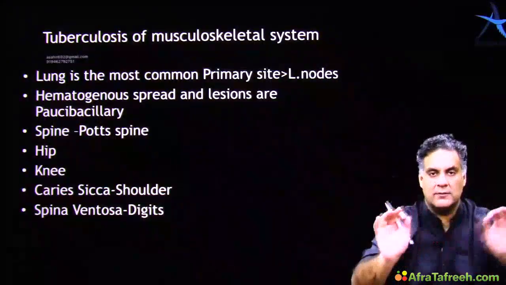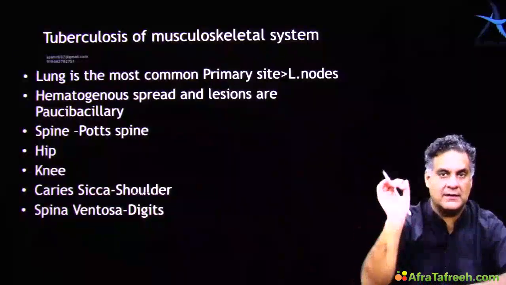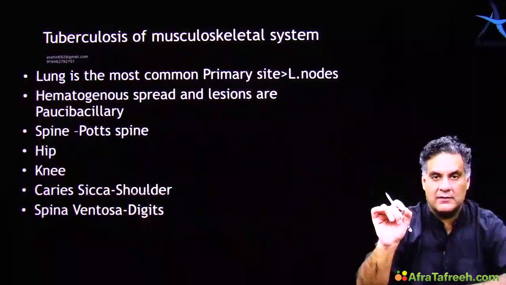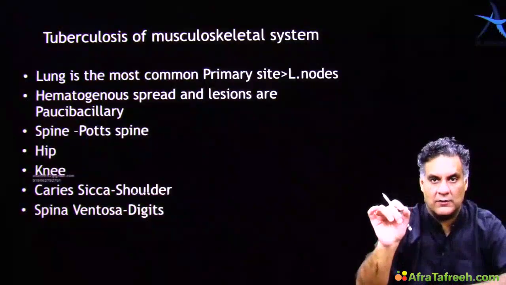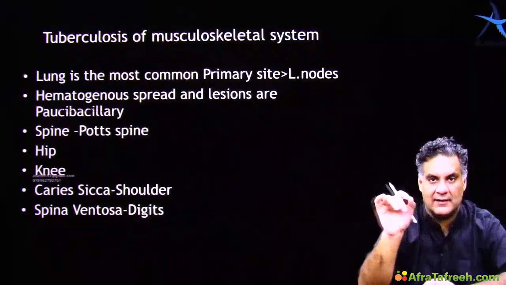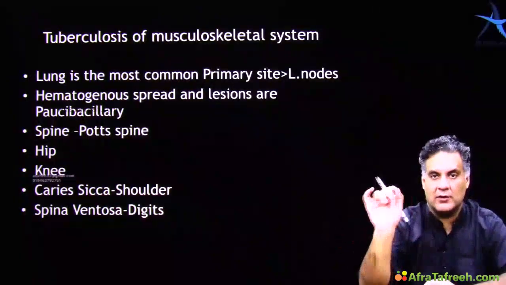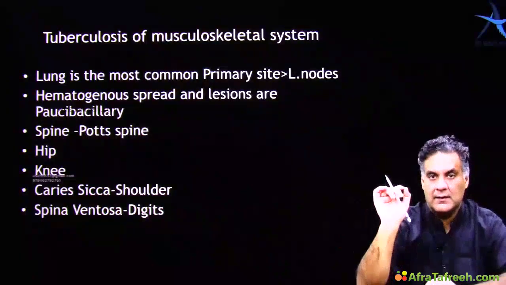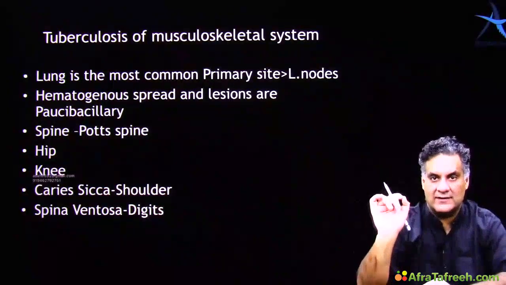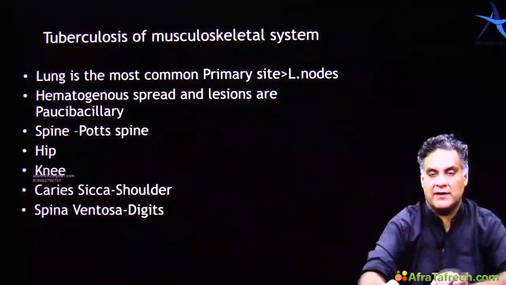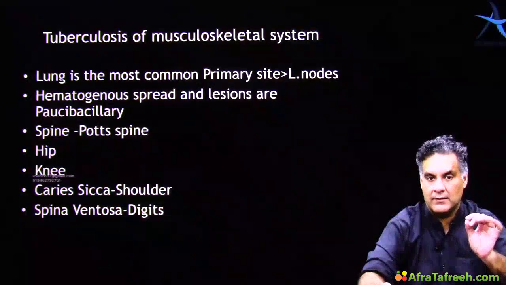All the infections come to the bone or the joints through the blood, hematogenous, but the picking up rate of the organism is very low, so it is called paucibacillary. The order of involvement is just like SRK, Shah Rukh Khan, SHK: spine, then hip, then knee. Spine involvement is also called Pott's spine. Tuberculosis of the shoulder is dry, called caries sicca. Tuberculosis of the finger is called spina ventosa.